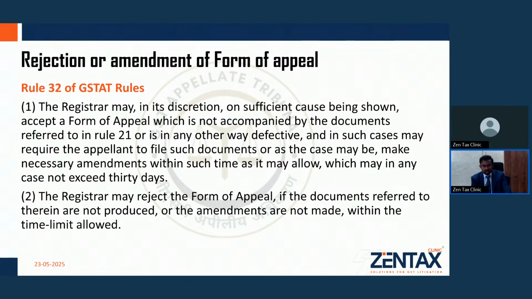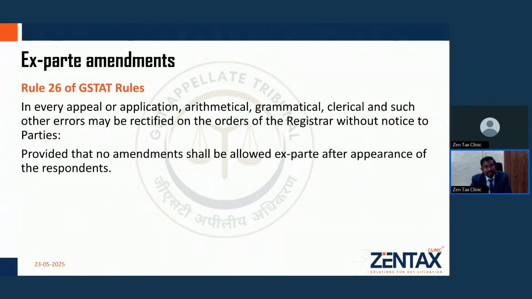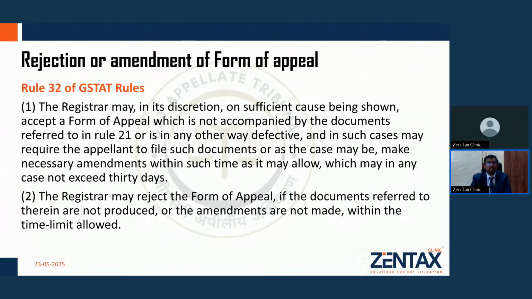So multiple situations, multiple places where the appeal is being scrutinized by the registrar or it is being rejected. We saw about rule 24. We also have rule 32, which says the registrar, after giving sufficient cause, at its discretion, may accept an appeal even when it is not accompanied by the documents referred to in rule 21. Rule 21 is where we started to say what documents need to accompany the appeal. The registrar may accept it, right?